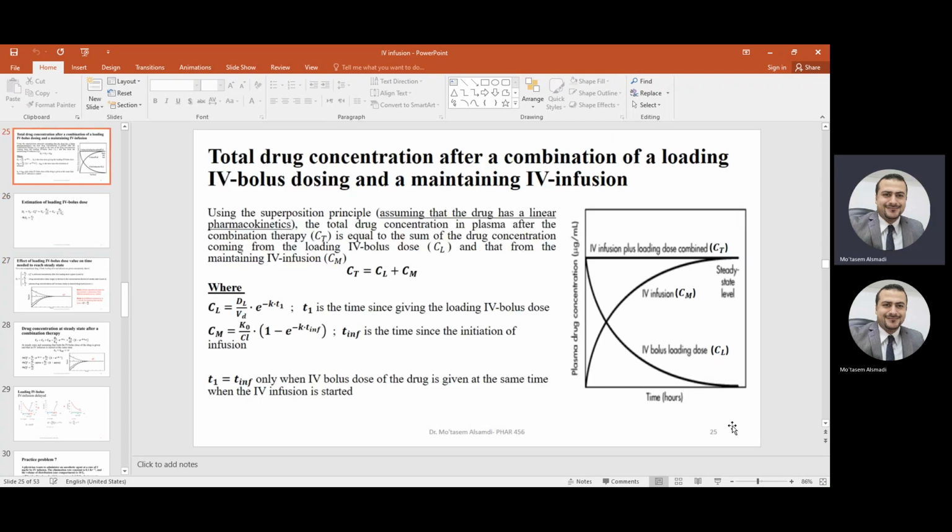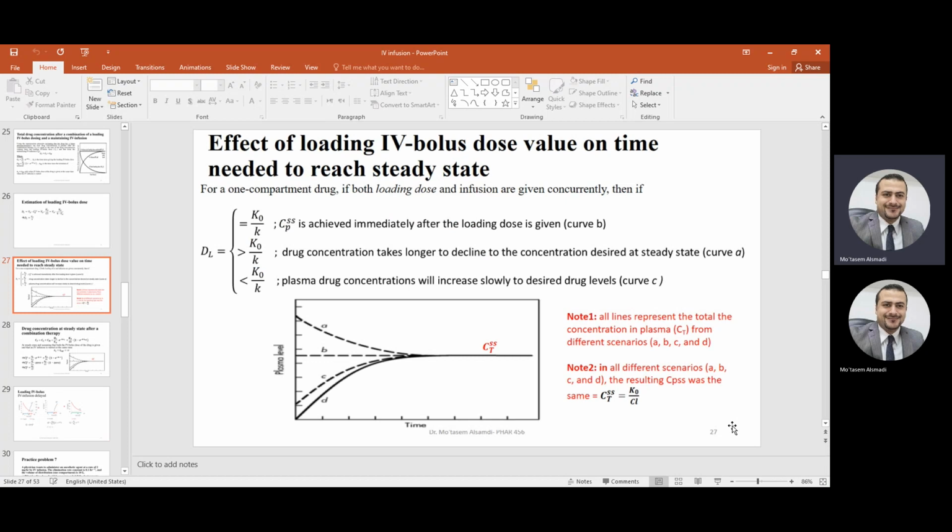How much time do you need to reach steady state? How many half-lives? 4.32 elimination half-lives, right? If the half-life is 100 hours, how many hours are these? 432 hours. If the patient is in an emergency condition, can you wait as long as 432 hours till the patient reaches steady state? You cannot, right? Alternatively, what we can do is give a loading IV bolus. The purpose of the loading IV bolus is to increase the concentration immediately from 0 to a concentration equivalent to CPSS.